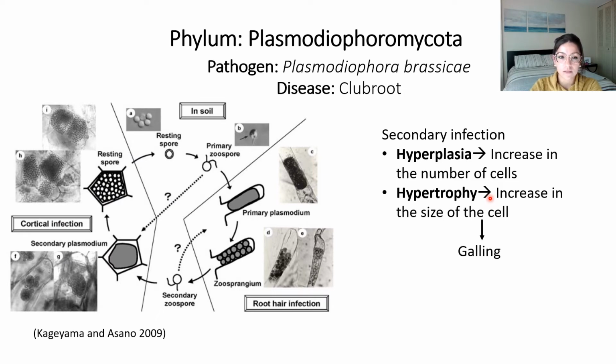What is this disease cycle? At first, we have the resting spores, which can live for even 17 years in the absence of a suitable host. Those resting spores are in the soil, and once they perceive host root exudates, they germinate into primary zoospores, which swim towards the root hairs of the plants. Then they penetrate and cause the primary infection.